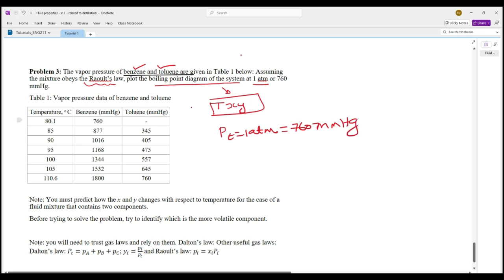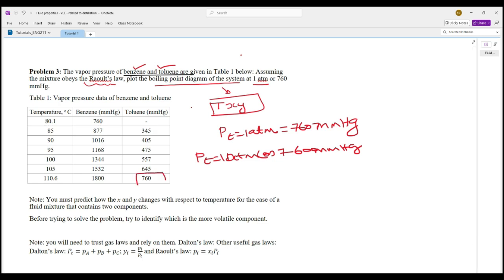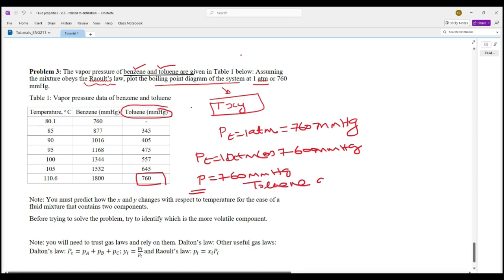So you already have some data here. If the PT is equal to 1 atmosphere or 760 millimeters of mercury, then the boiling point at that pressure, when P is equal to 760 millimeters of mercury, is the vapor pressure. So this should correspond to the boiling point of toluene at this temperature.